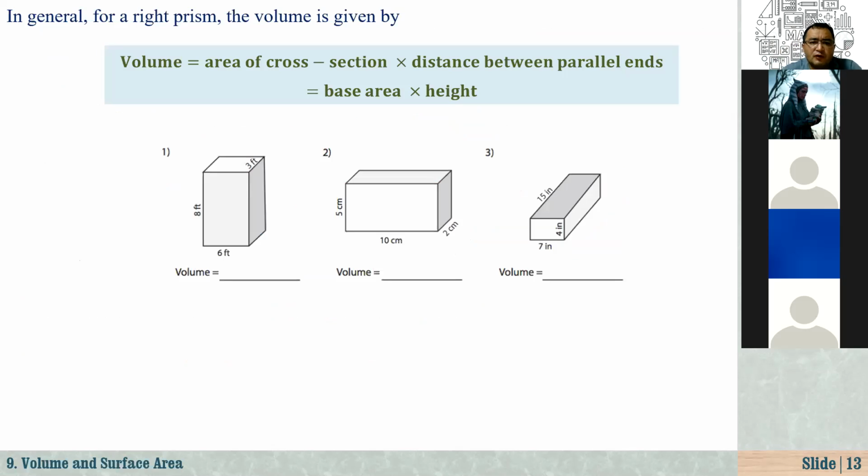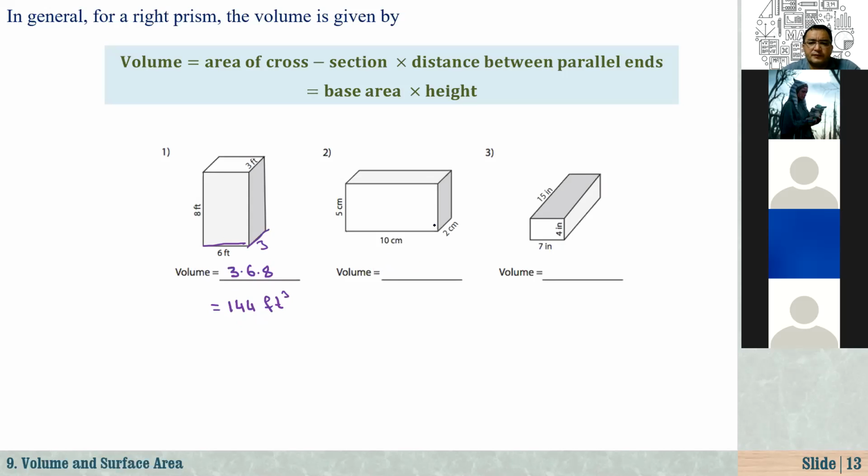So, example: find the volumes of these prisms, right? And the first one, as you see here, this side is 6, the width is 3, and the height is 8, right? Now this is a kind of cuboid. So what is the volume? It is 3 times 6 times 8. 3 times 8 is 24, and 6 times 24 is equal to 144 cubic feet.